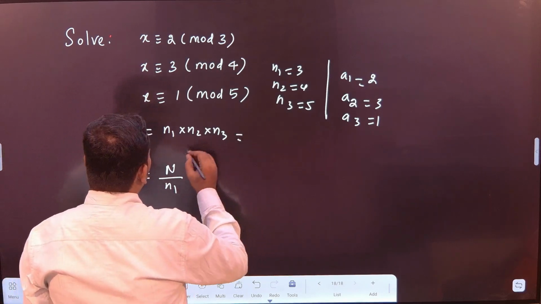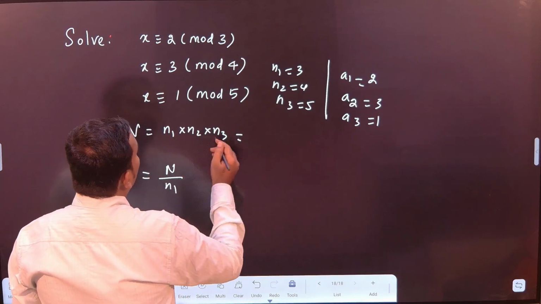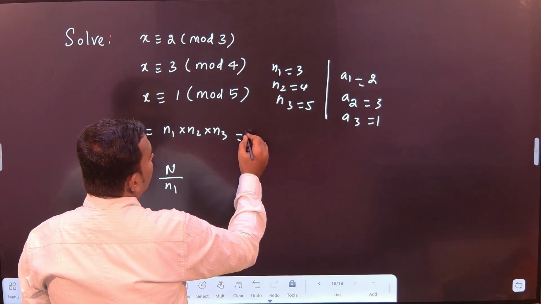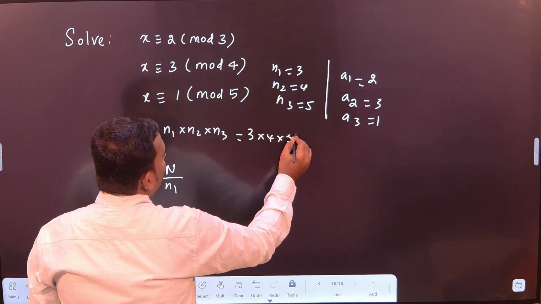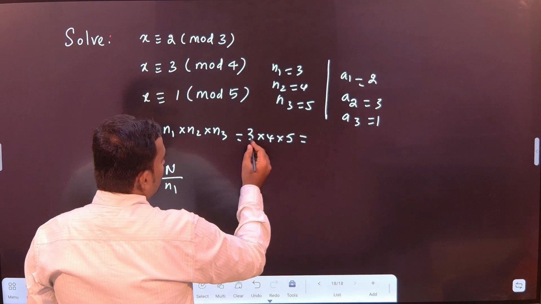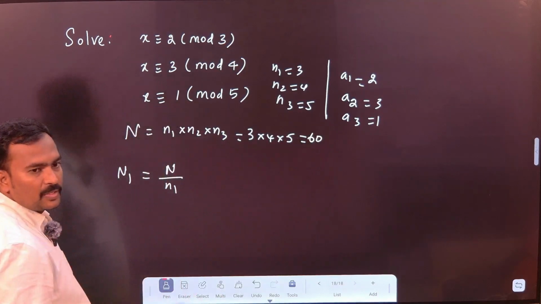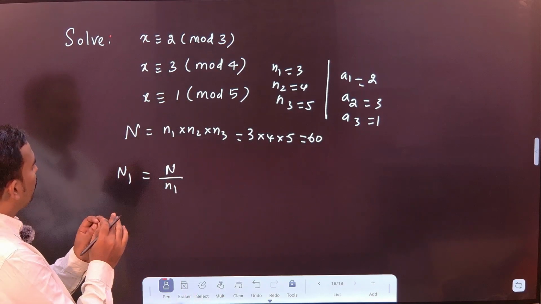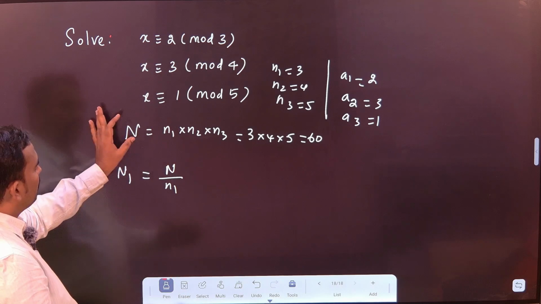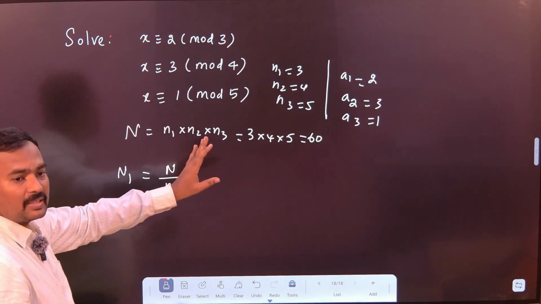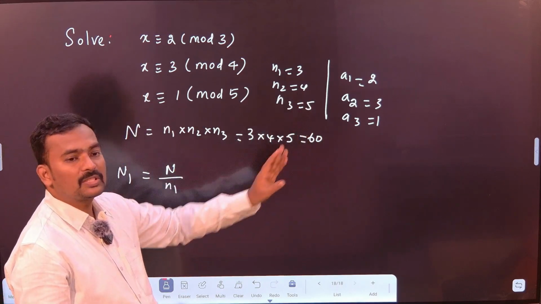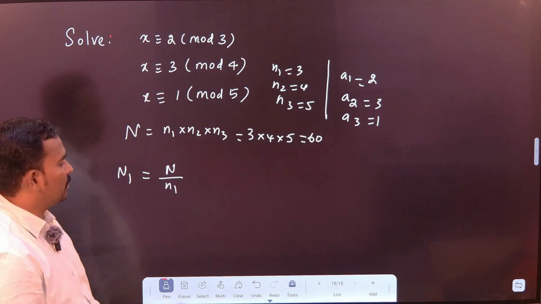So first you have to understand what is the product of all the small ni's, right? 3 into 4 into 5. How much will it be? 60, right? So the first step is to find the product of all the ni's, that will be N. So you need to find x congruent modulo 60. You need to find the unique solution, right?